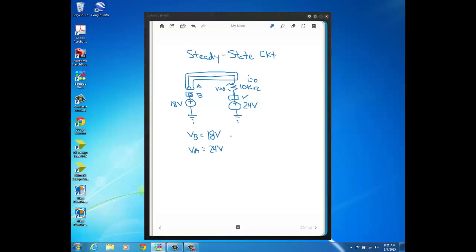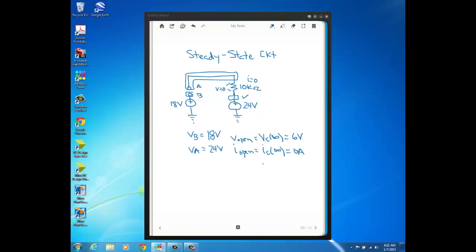So the voltage across the open, which is equal to the voltage across the capacitor at steady state, is just going to be the difference of 24 volts and 18 volts, so 6 volts. And then the current for an open, which is the same as the current for the capacitor at steady state, is just going to be 0.